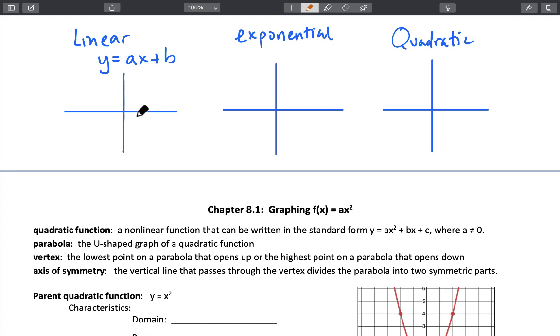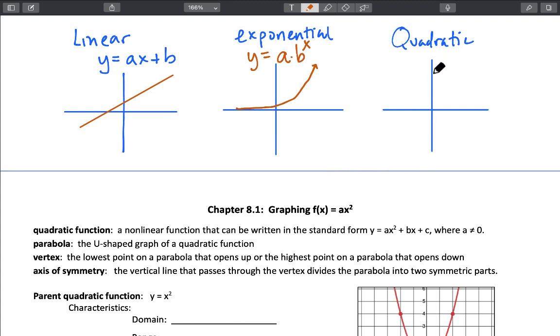So up until this point in algebra, we've taken a look at linear equations or linear functions, and we've noticed that their graphs are just the graphs of straight lines. In the last chapter, we took a look at exponential equations that took on the form of a times b to the x. And those were quite a bit different than linear functions. We had either exponential growth or exponential decay.